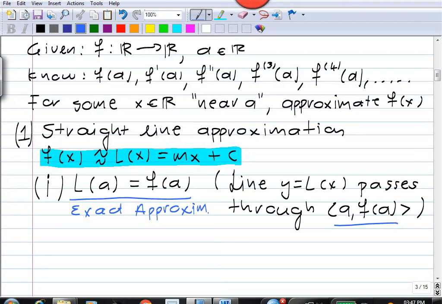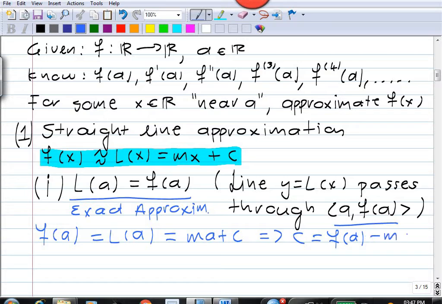Now what does this tell us about the line or the function L of x? Well, we want f of a to be equal to L of a, and L of a is ma plus c, and from this we deduce that we can express c as f of a minus ma. And if we plug this back into the formula for L of x, we see we get m times x minus a, plus f of a.